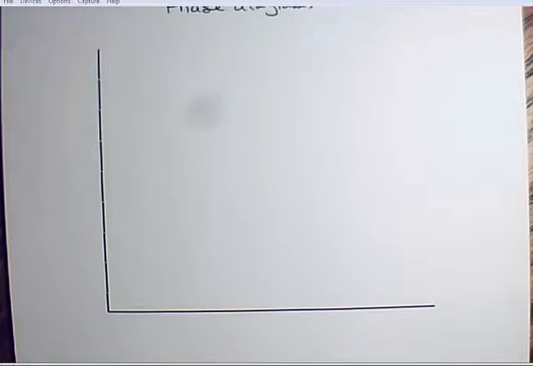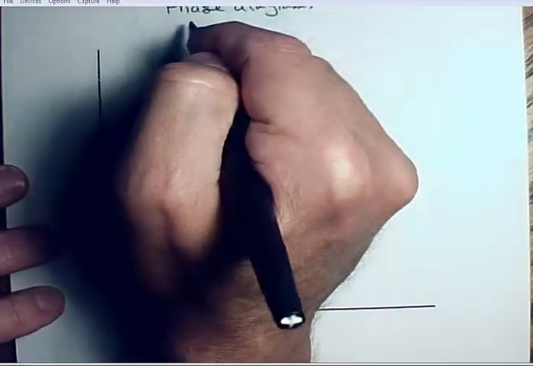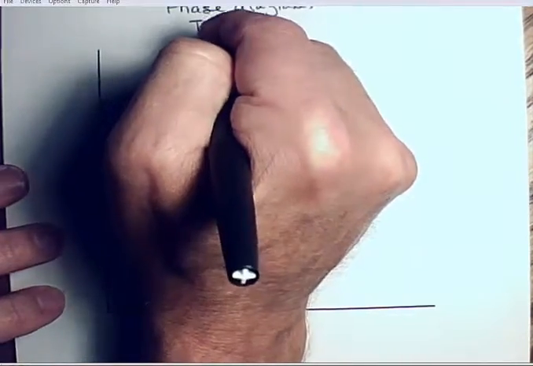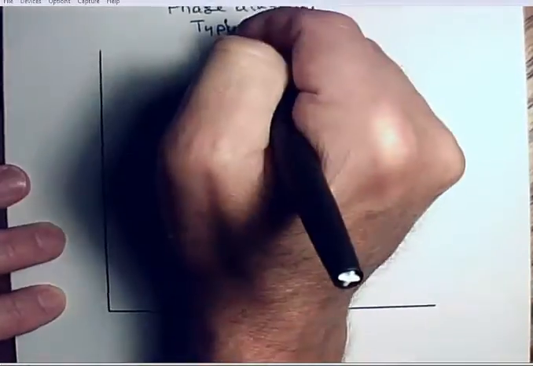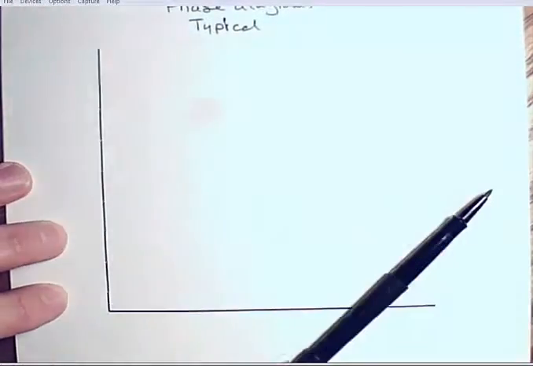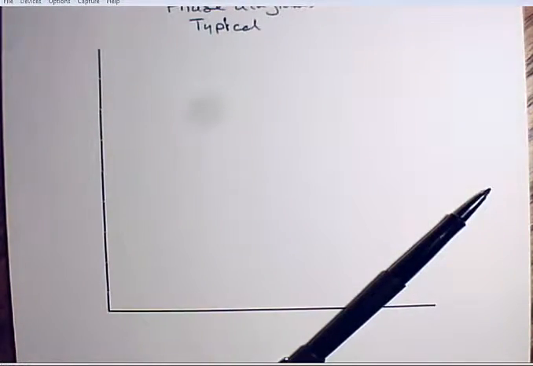All right, the first thing I want to look at is a generalized phase diagram. It's kind of like an average of the behavior of almost all substances on our planet. Not every substance, but almost all. So this is a typical phase diagram, a typical substance.